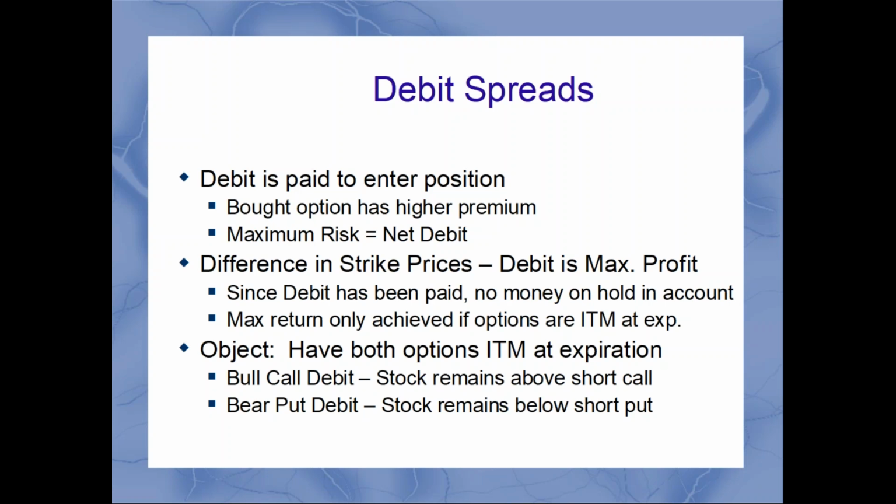Okay, since the debit's been paid, you don't have to worry about having any money on hold in your account, no margin requirement. And the max return is achieved if both options are in the money at expiration. So for the bull call, the stock is above both strike prices. Again, for the bear put debit, the stock remains below the short puts.